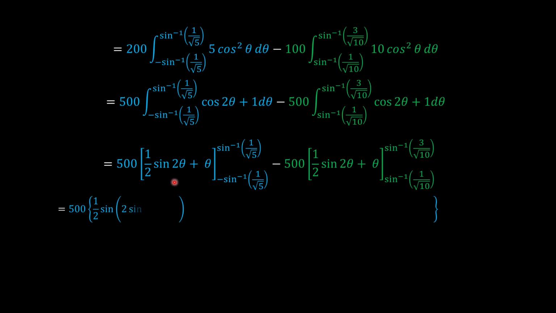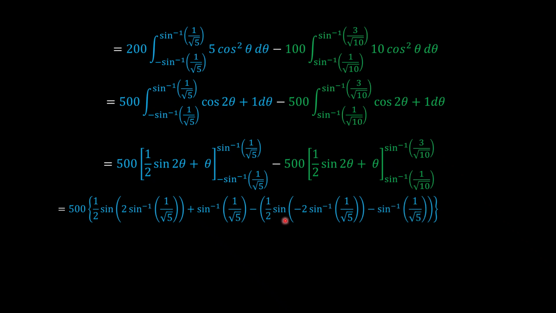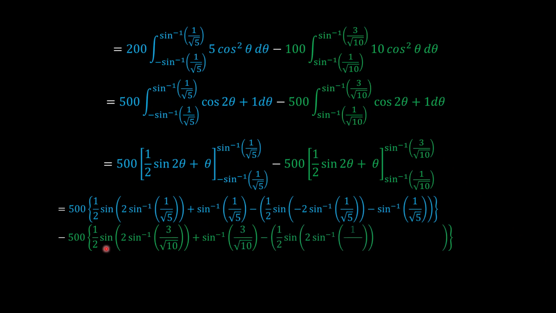So for this part here, we have half sine twice arc sine 1 over root 5 plus, in place of theta, we have arc sine of 1 over root 5 minus half sine twice negative arc sine of 1 over root 5 for the lower limit minus, and obviously this minus here, arc sine of 1 over root 5. Same thing we do for the green integral, with the upper limit arc sine 3 over root 10, lower limit arc sine 1 over root 10.